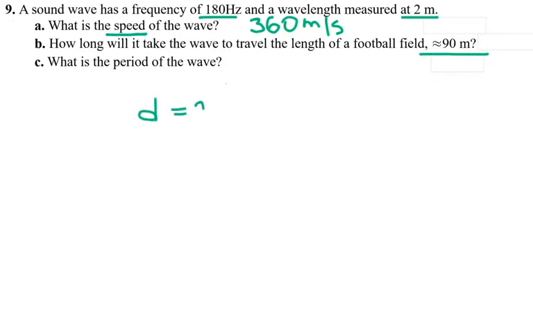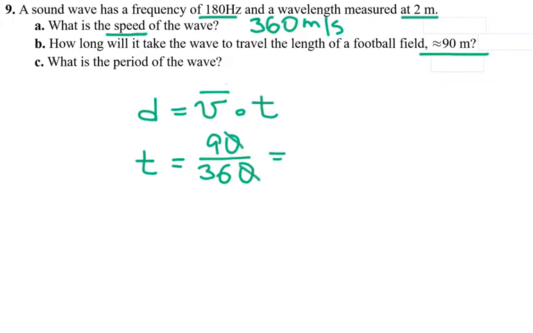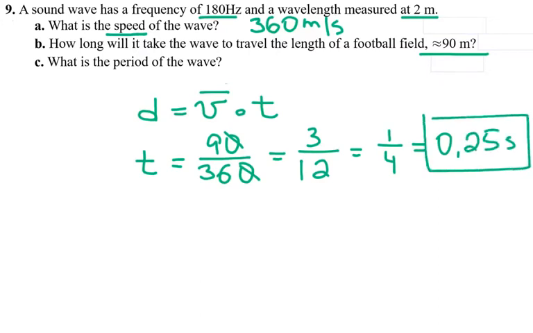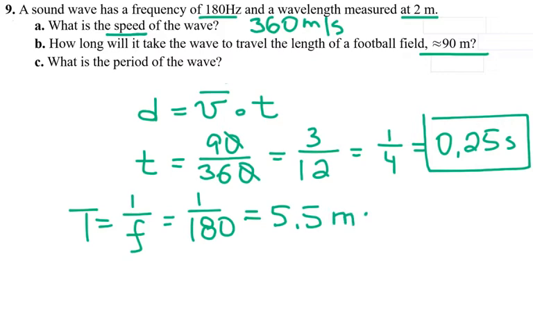You have the distance equals the average velocity times the time, and they ask you how long, so they ask you for the time. The distance of the football field is 90, divided by the velocity, which we found, 360. I divide by 3 and by 3, top and bottom, and I get 1 over 4, which is 0.25 seconds. So it will take 0.25 seconds to get across. And then what is the period of the wave? The period is 1 over the frequency, and the frequency is 180. So that will give me 5.5 times 10 to the negative 3 seconds.